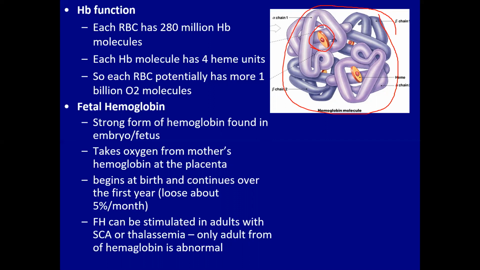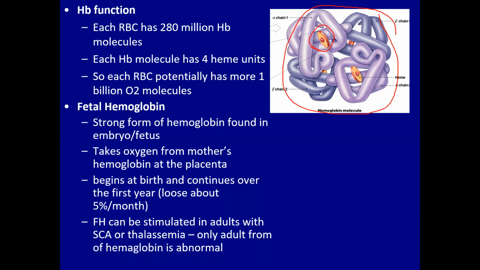Before you're born, you have something that is called fetal hemoglobin. And it is a super strong form of hemoglobin because it essentially has to steal oxygen from mom at the placenta in order to gain, the fetus has to gain oxygen. So this fetal hemoglobin is going to be lost, and it continues over the first year.